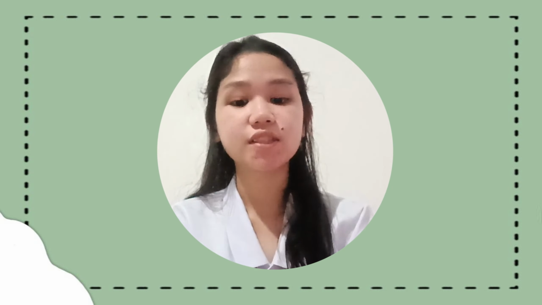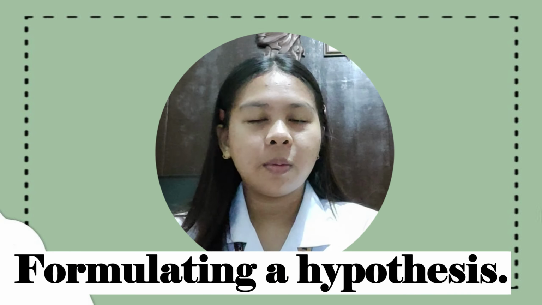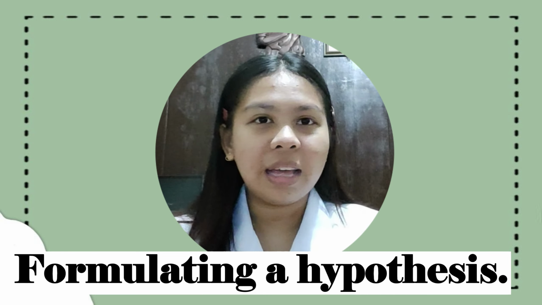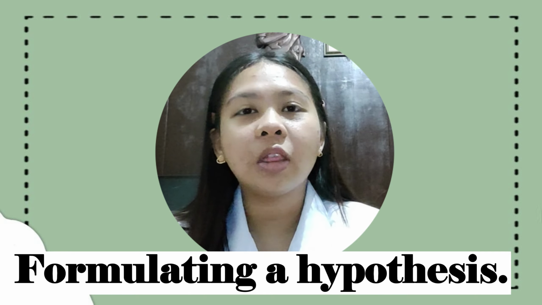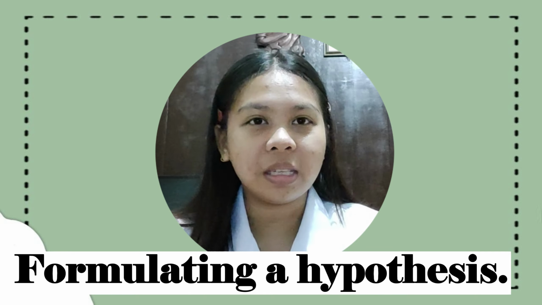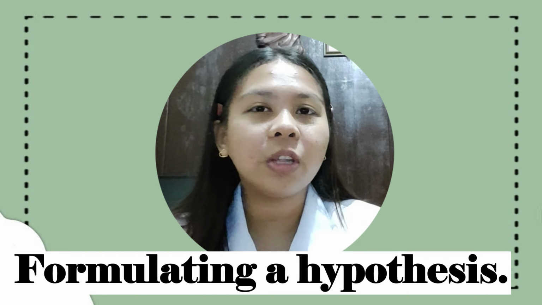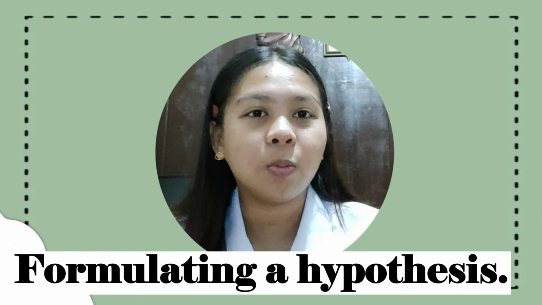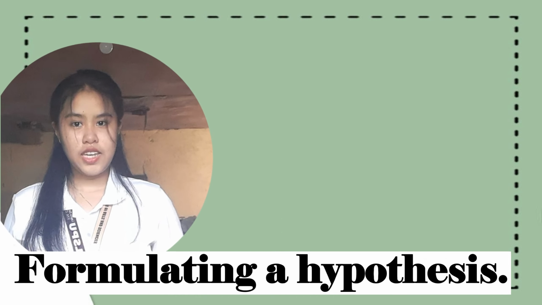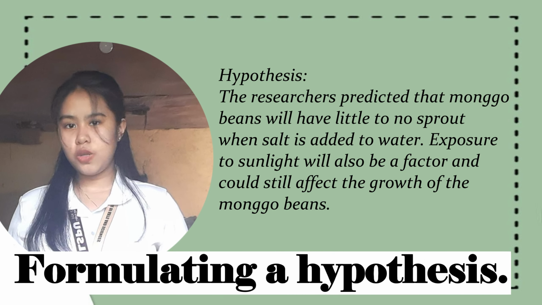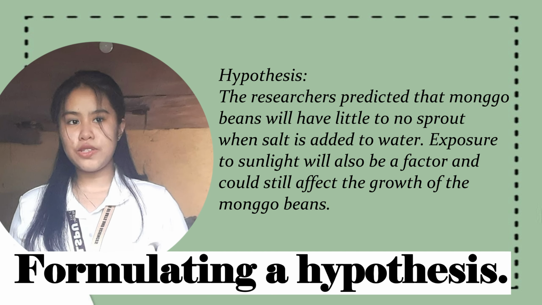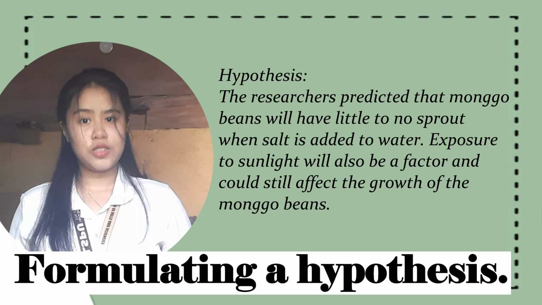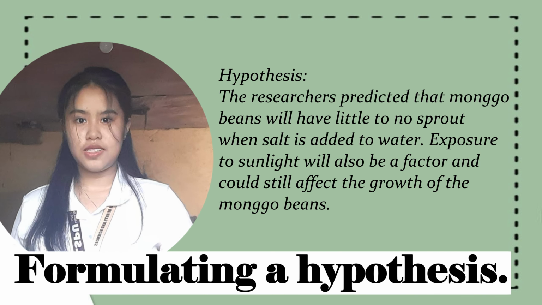Now, let's go to the second step, which is to formulate a hypothesis. Prior studies already proved that salt decreases the survival rate of plants. Despite those facts, this experimental research was carried out to further prove the effects of salt solution on plants like mung beans. We, the researchers, predicted that mung beans will have little to no sprout when salt is added to water. Exposure to sunlight will also be a factor and could still affect the growth of the mung beans.